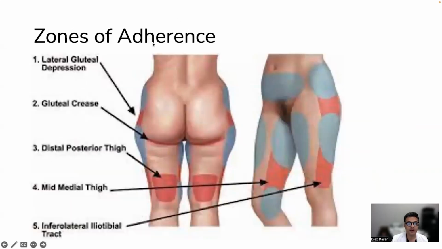There's an article in your packet all about zones of adherence, but this is an illustration from that article. Zones of adherence are fascial attachments that we prefer to avoid, not only for the risk of contour deformities, but also to minimize bleeding. Many of these zones focus around the thighs and buttock area. One of them is the lateral gluteal depression, the distal posterior thigh, and the mid-medial thigh. These are areas that you just want to avoid liposuctioning. They're typically pretty tethered to the underlying fascia, and there's typically not much gain to liposuction in those areas.